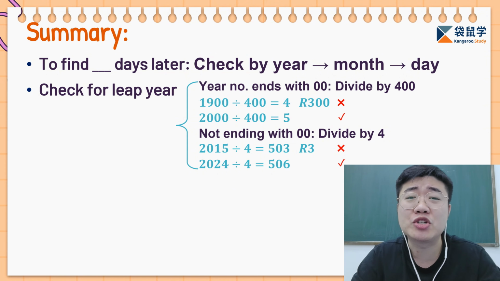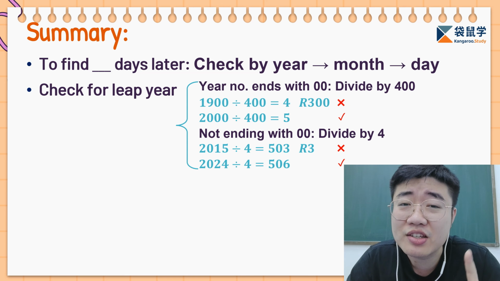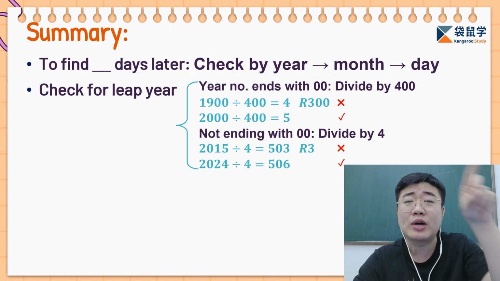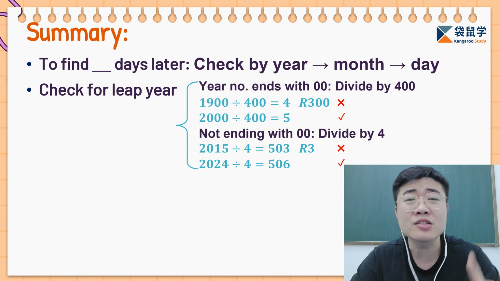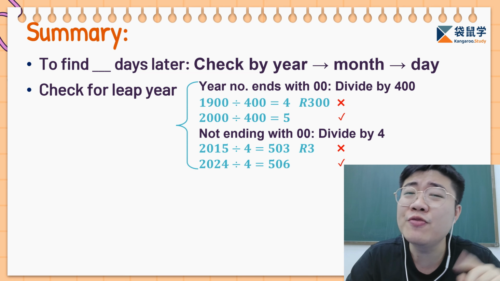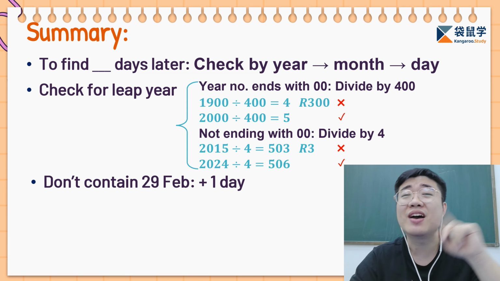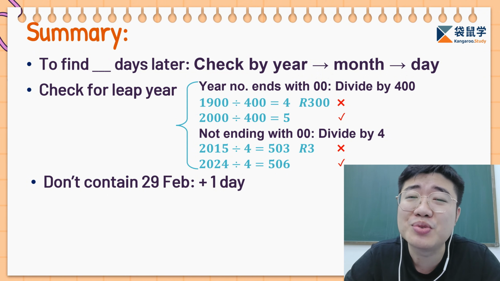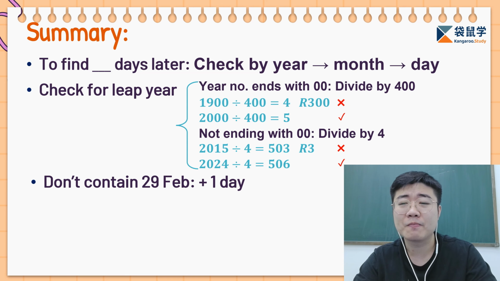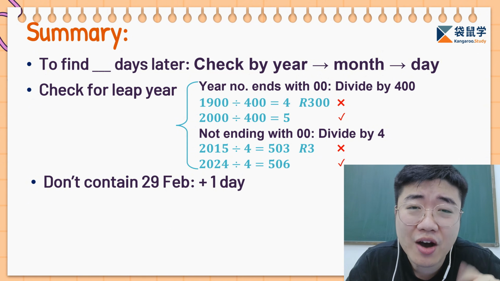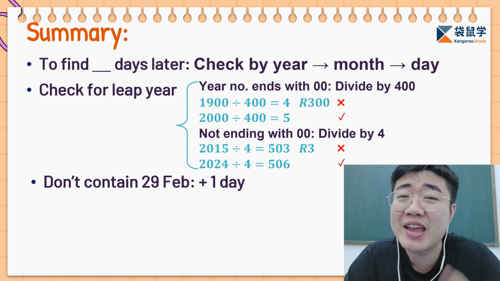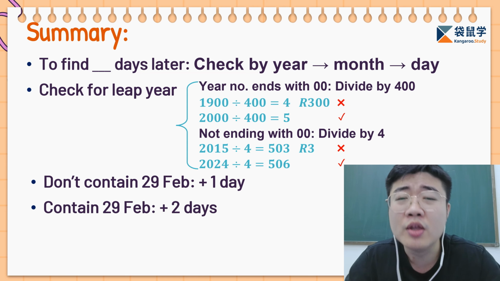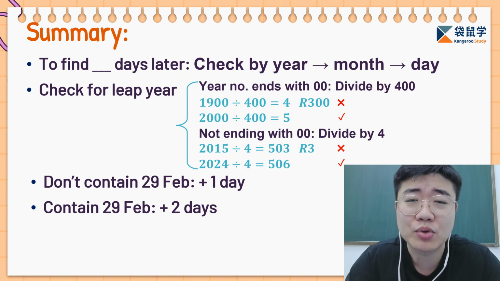A leap year is special because it contains 1 additional day. This additional day is 29th of February. So when we check from 1 year to another, we have to check if it contains 29th of February. If it does not contain 29th of February, it means this is 365 days later. So divide by 7, we get 52 remainder 1. It will be 1 day later. If it contains 29th of February in this period, this will be 366 days later. So divide by 7, we get 52 remainder 2, which means it's 2 days afterwards.